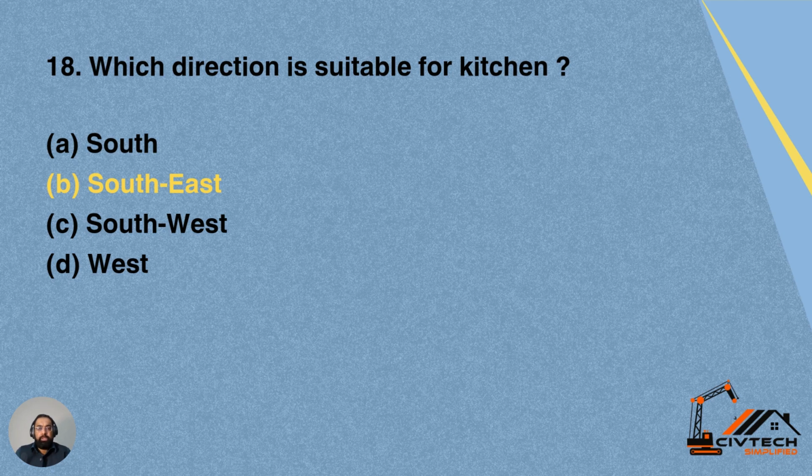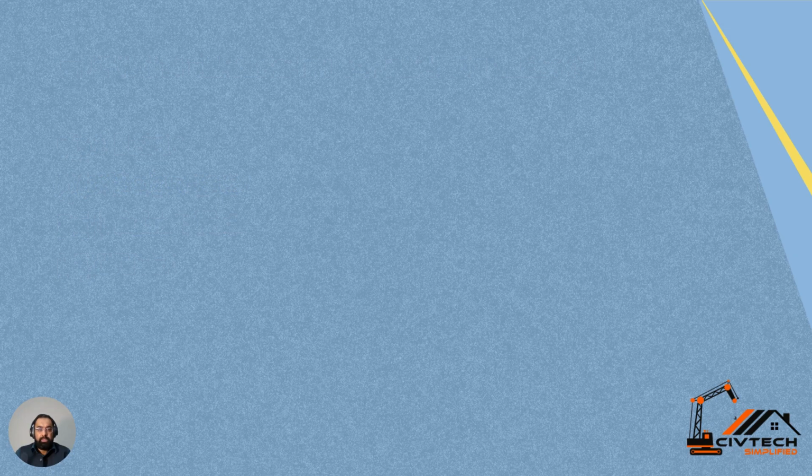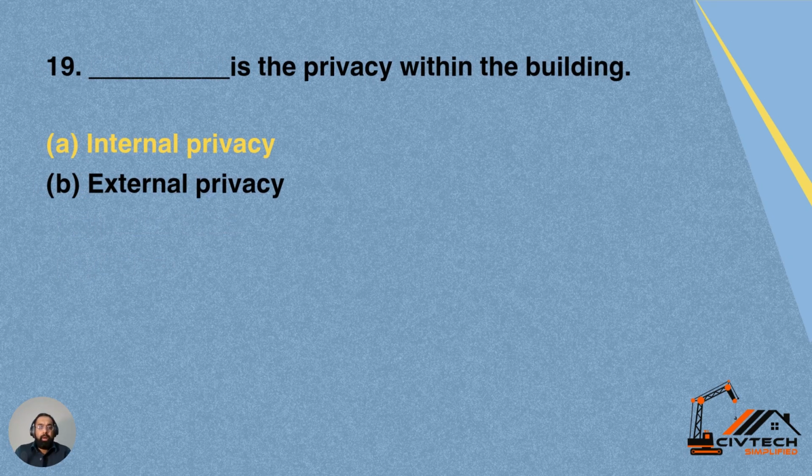Number 18, which direction is suitable for kitchen? The options available are A south, B southeast, C southwest, D west. So the recommended direction for kitchen is always southeast, to ensure its ventilation and elegance. Recommended direction is southeast.